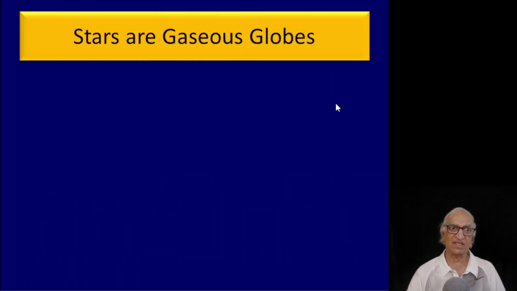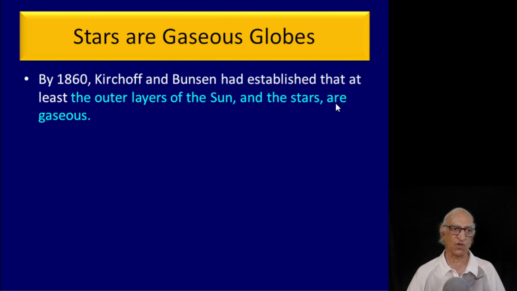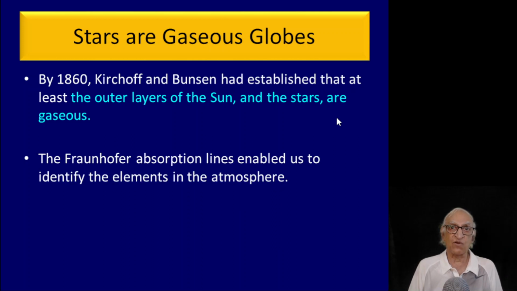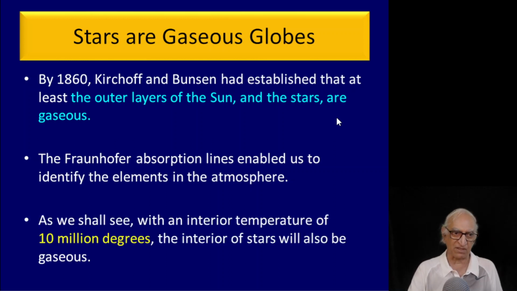And thus, it became clear that stars are gaseous globes. So, by 1860, Kirchhoff and Bunsen had established that at least the outer layers of the sun and the stars are gaseous. The Fraunhofer absorption lines enabled one to identify the elements in the atmosphere of the sun and the stars. As we shall see, the interior temperature of the sun is roughly 10 million degrees, and therefore you would expect the interior also to be gaseous, not solid, not liquid, but gaseous.